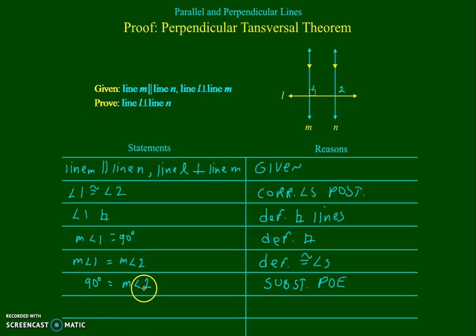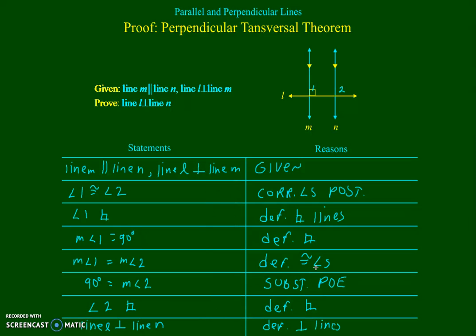Well, now that we know that the measure of angle 2 is 90 degrees, we know that angle 2 is a right angle by the definition of a right angle. And now we know that line L has to be perpendicular to line N because we just stated that angle 2 is a right angle. So by the definition of perpendicular lines, line L is perpendicular to line N. So two lines are perpendicular if and only if they intersect to form a right angle. And there's your proof. Now again, you could have simplified this and cut out some of these steps, but it's always better to err on the side of more detail than less.